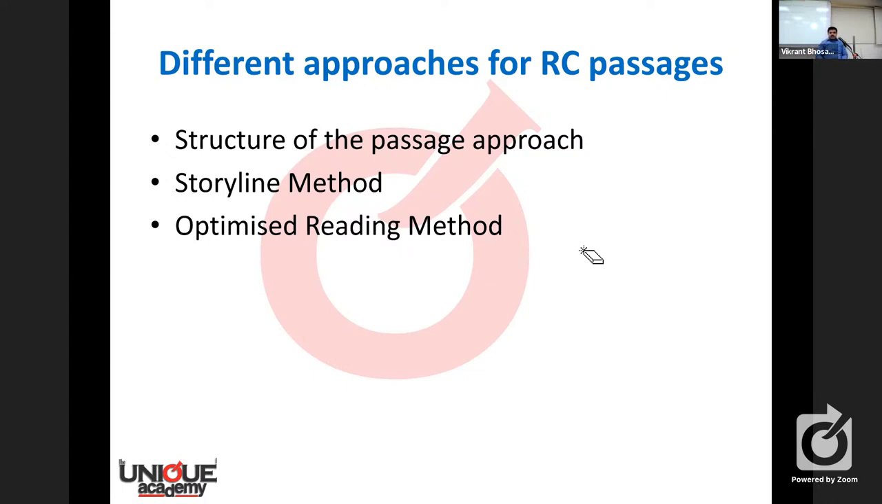Is that clear? So every method has its own application. आपको समझ में आ रहा है? पहले method का application कहाँ है? Where there is a structured writing. Second का application कहाँ है? Where there is no structured writing. And third, when the time is less. Is that clear? So ये तीनों तरीके आपको समझाए गए, and these are also provided in your CSAT notes. All right, next.